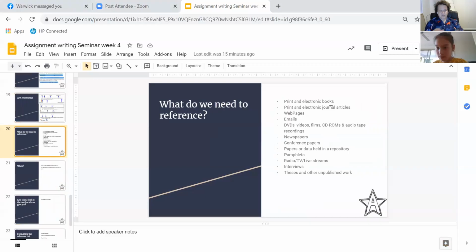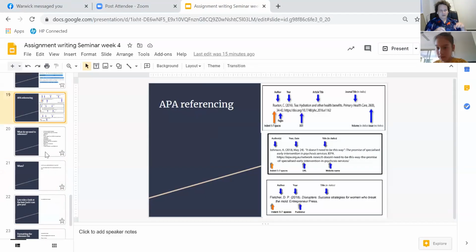So what do we need to reference? I'm going to go away from that slide. But what do you think we need to reference? What sources of information should we reference?